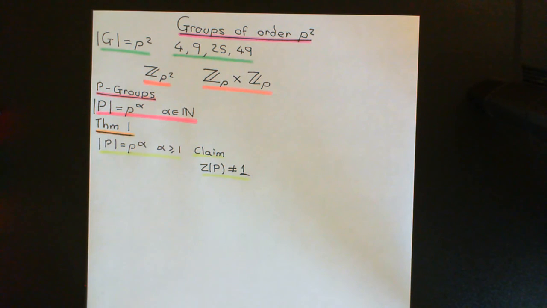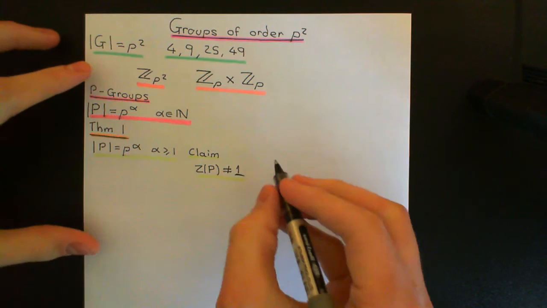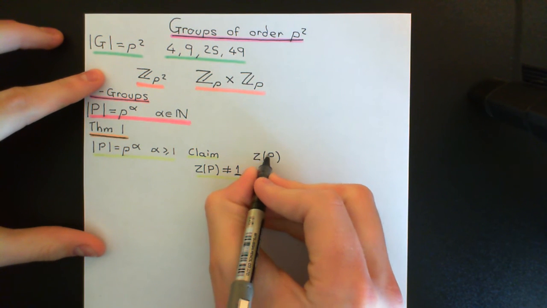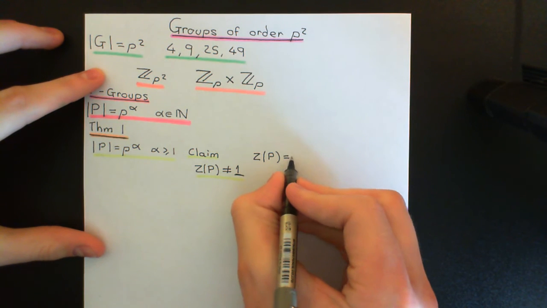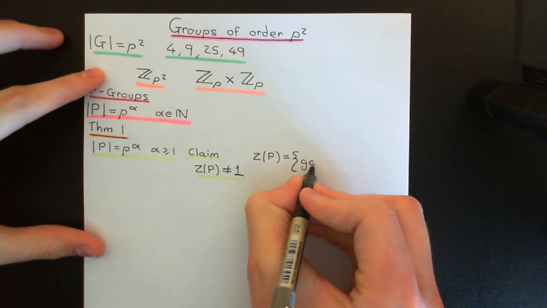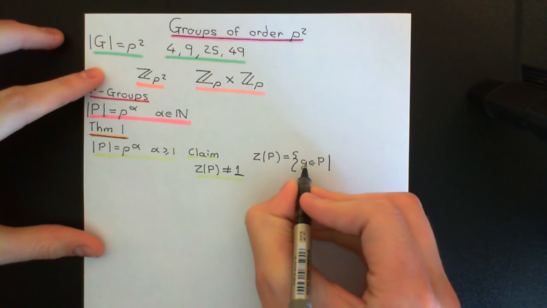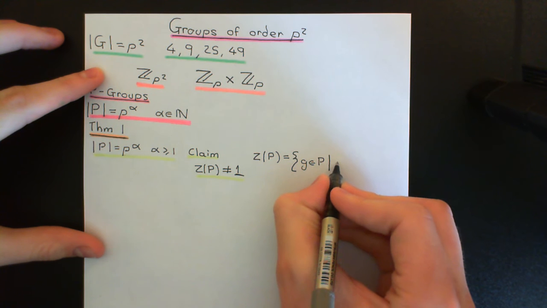To start with, let me remind you of what the definition of the centre of a group is. Never mind a p-group, what's the definition of the centre of a group? I will stick with my notation for a p-group here, although this applies for a more general group. The centre of a group is all the elements g of your group, which in this case is being called capital P, such that these elements commute with every other element in the group.